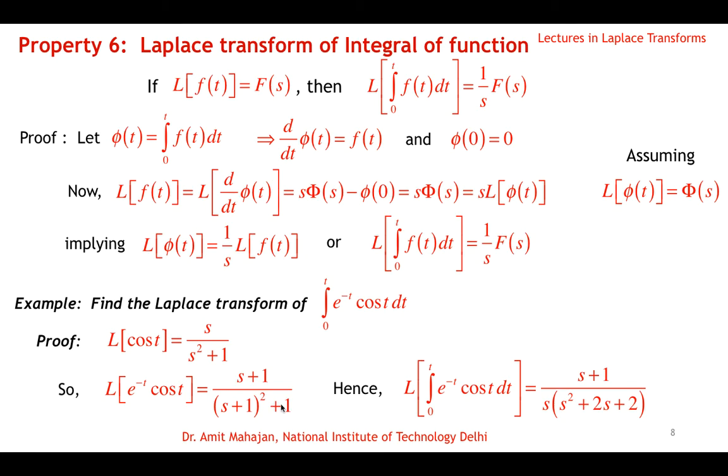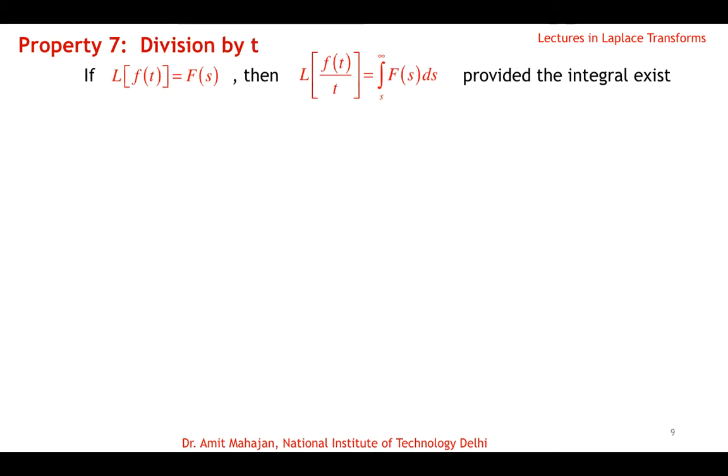And so finally, I'm going to give you the seventh property, that is division by t. It says that if Laplace of f(t) is F(s), then the Laplace of f(t) divided by t, that is, if you divide the function by t, is the integral from s to infinity of F(s) ds, provided that this integral exists. So remember the limit is from s to infinity, of F(s), which is Laplace of f(t). So let us prove this result also.